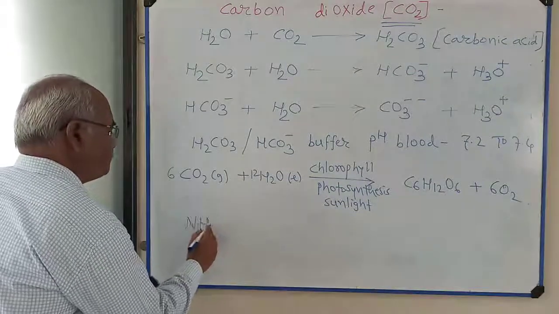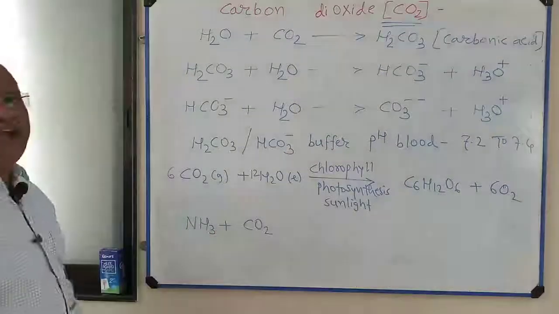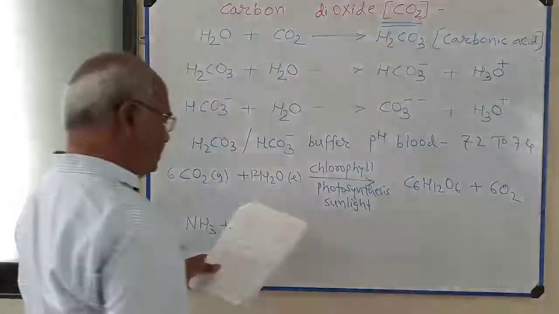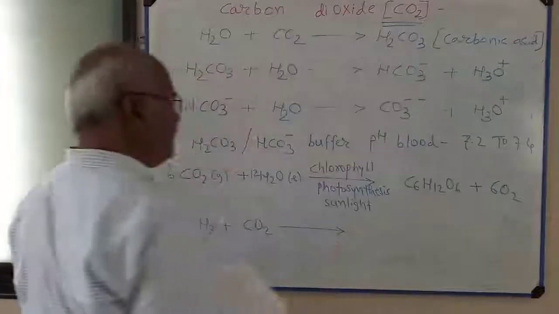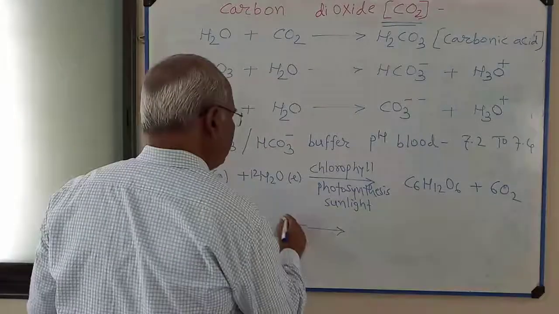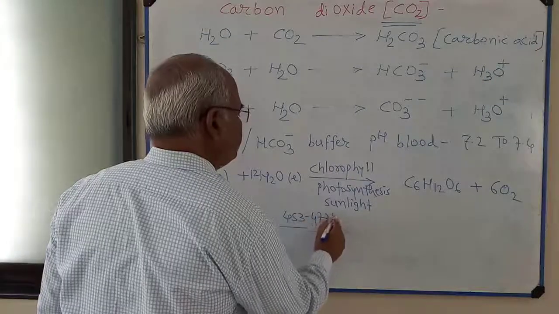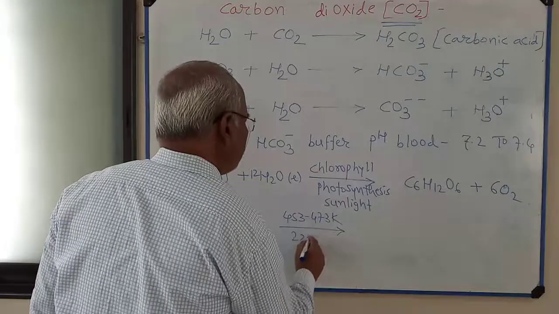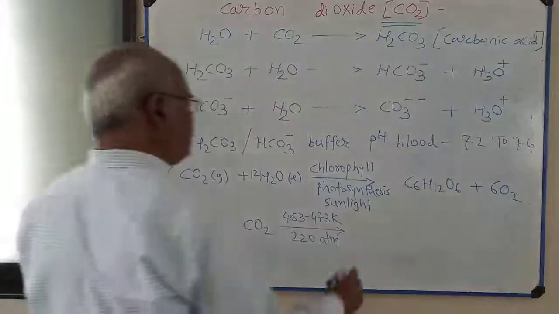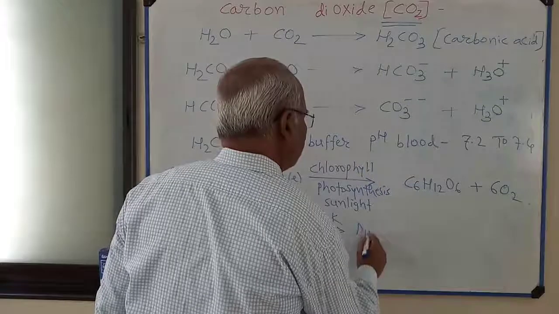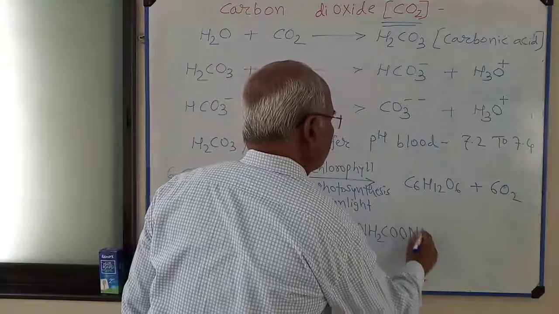Ammonia combines with carbon dioxide gas. When heated at 453 to 473 Kelvin under 220 atmospheric pressure, it forms NH2COONH4.